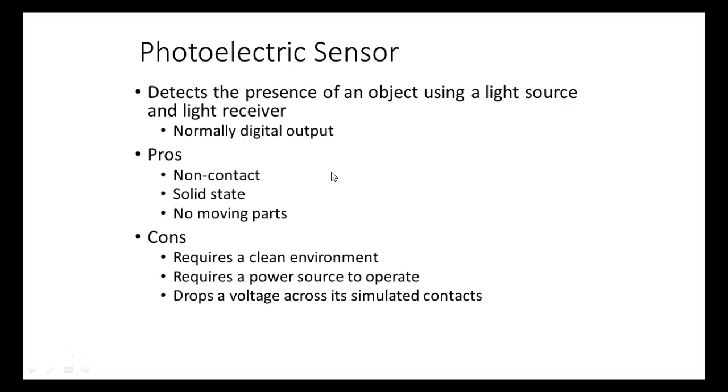Pros: these guys are non-contact, they're solid state, so they have what? No moving parts. Cons: they require a clean environment, they require a power source, and they always drop a voltage, so you lose a little voltage through there. Normally when we hook input devices up, we can hook input devices in series with each other, right? We would have a hard time doing it with these. Are we okay?